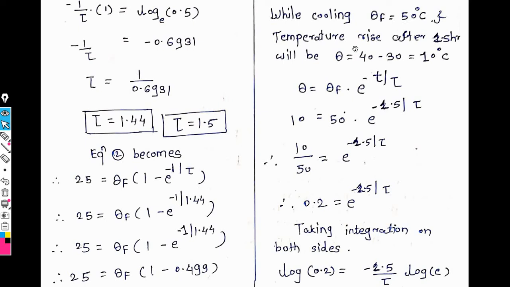Now in which we have to consider temperature theta f is equal to 50 degrees Celsius, then the temperature rise after 1.5 hours will be theta is equal to 40 minus 30. That means this is the maximum temperature, but in the heating time constant the obtained temperature is 50 degrees Celsius, and theta is equal to 40 minus 30 is equal to 10 degrees.